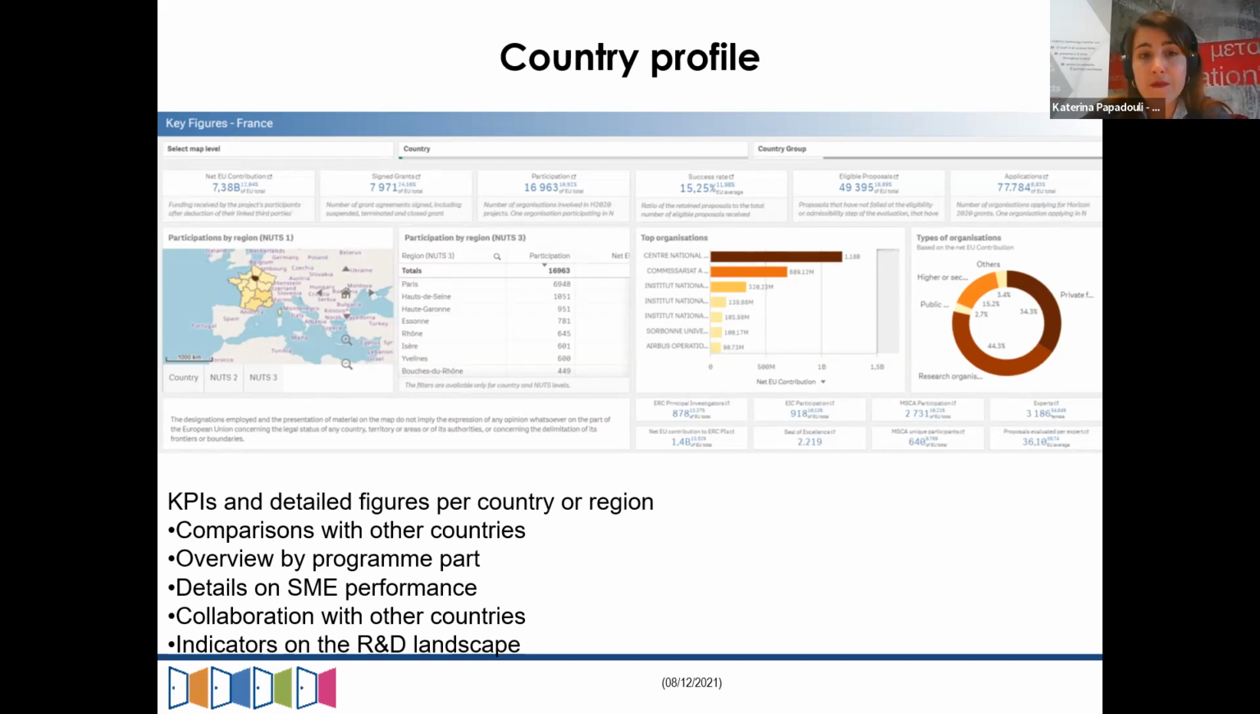We also have a sheet with collaboration with other countries where we can see the strong or weak links between collaboration between the country of our interest and another country that we would choose, or a country group, such as member states, or associated or third countries. Finally, we have a sheet with indicators on the R&D landscape where we can see the contribution of the country on R&D, what is the R&D intensity, and what is the contribution to R&I in general.